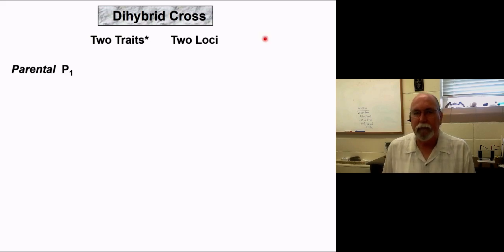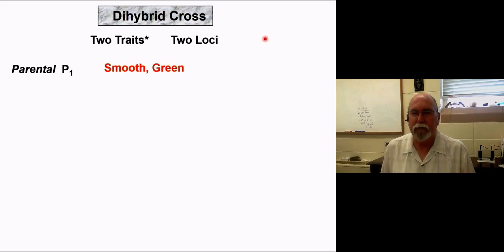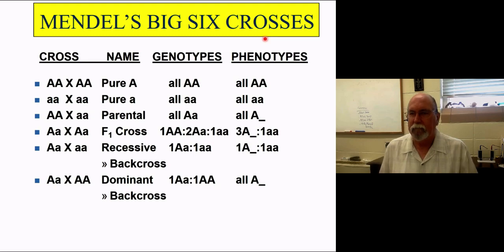All right, now we've got our classic parentals. This time though, we've got 2 traits, remember? So we've got smooth and green because we picked those, and they go up against wrinkled and yellow, okay? Now, once again, Mendel's Big Six. Nothing's going to happen that's not explained here. We're going to make these crosses. We're just going to make multiple ones at the same time. So a parental is just going to be 2 of these together instead of 1 of those together. And when we do other crosses, the F1, it'll be 2 of these together instead of 1 of those together.